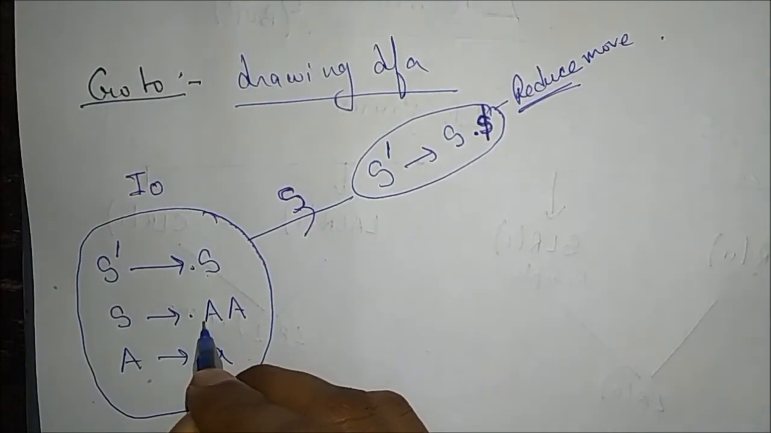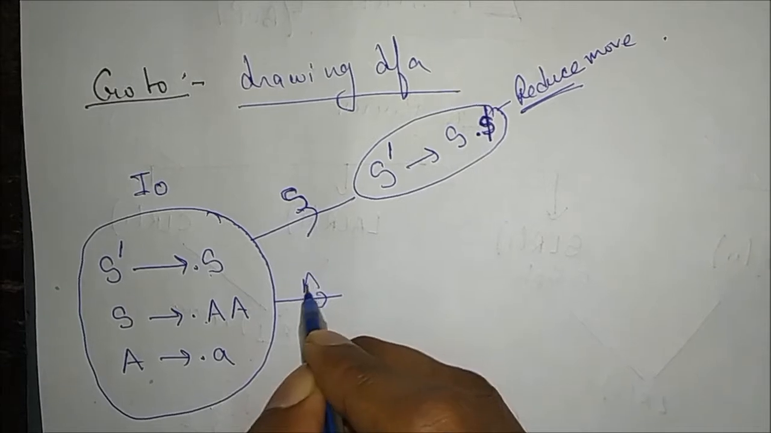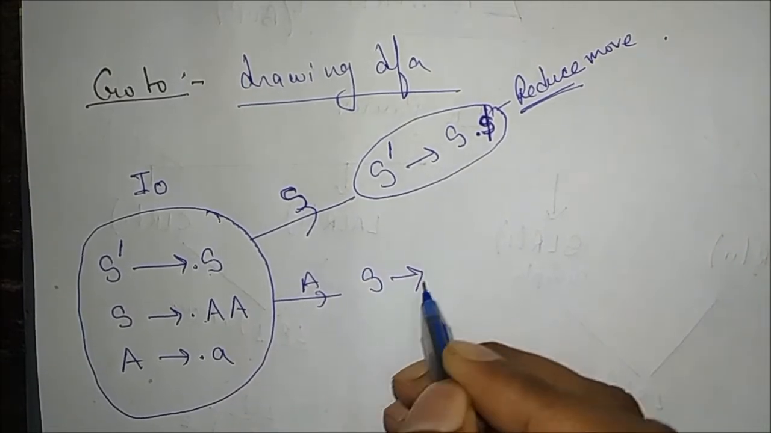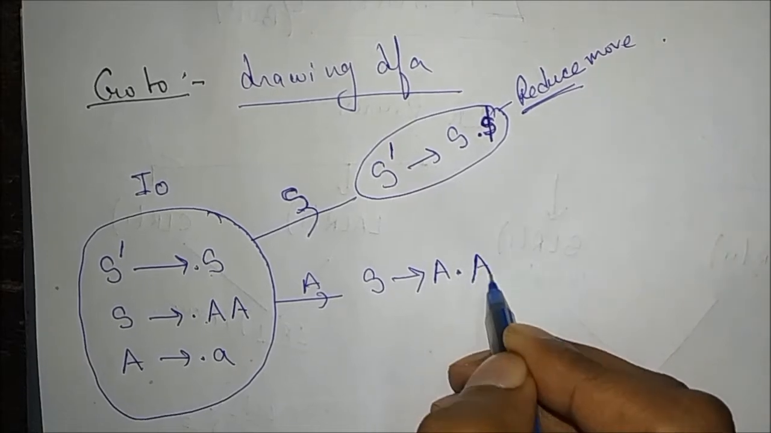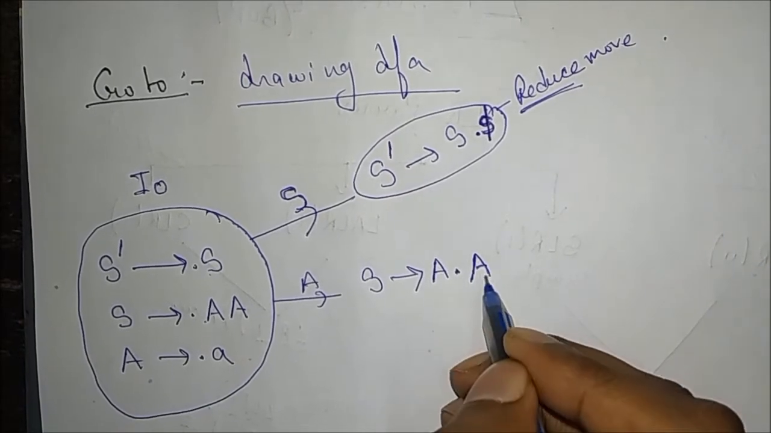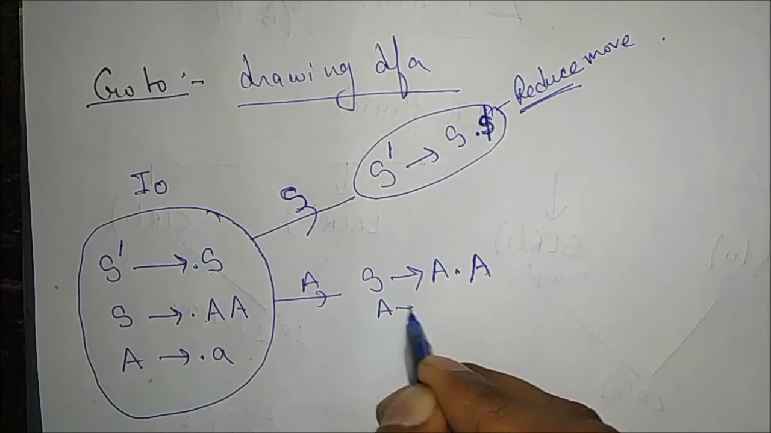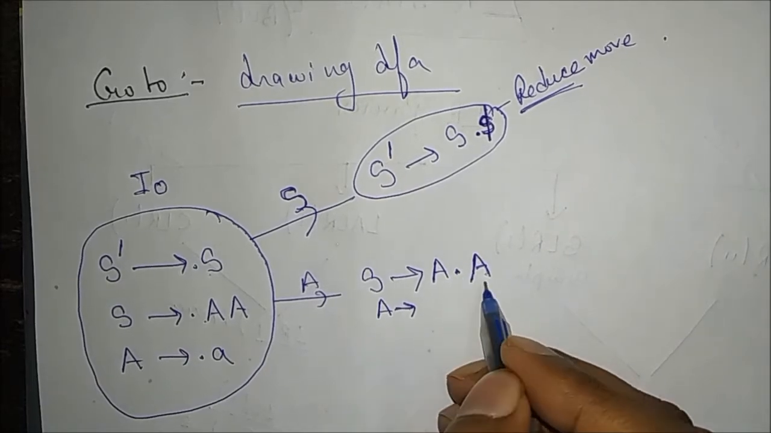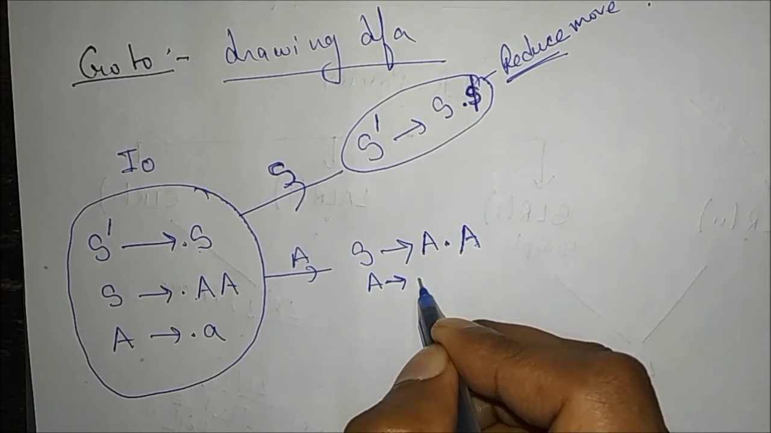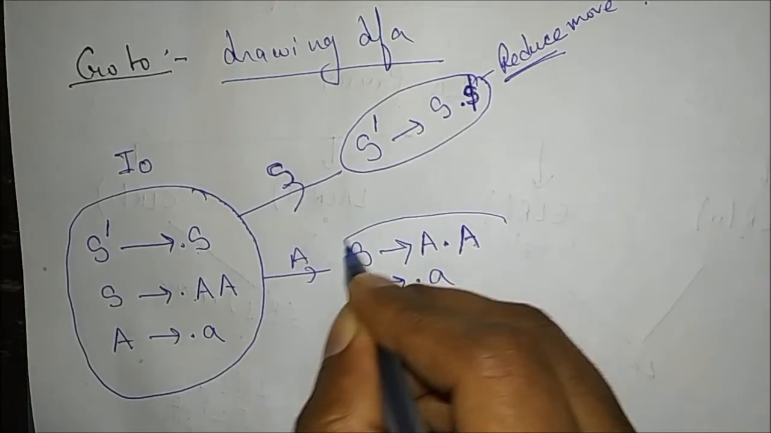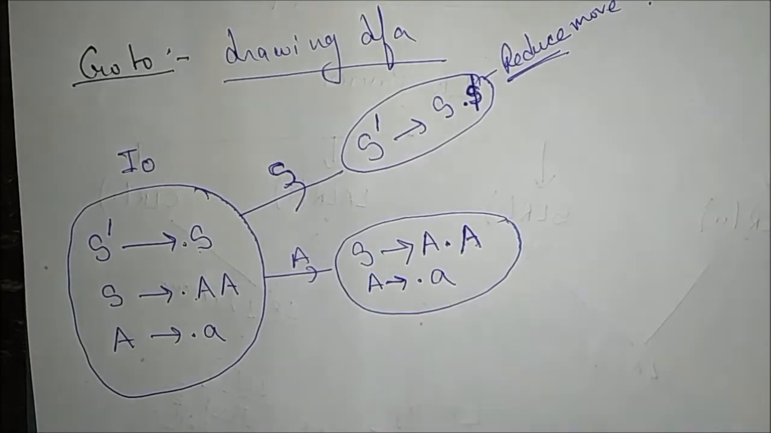Now after seeing nonterminal A, we'll apply A dot A. See, the dot is followed by A, so now we have to write the A production again. The dot is followed by A, so we write the A production again. So what we will get? A dot A. So this state is complete.